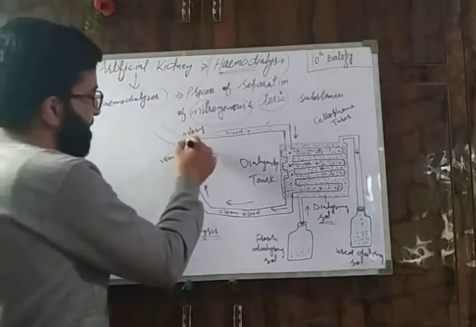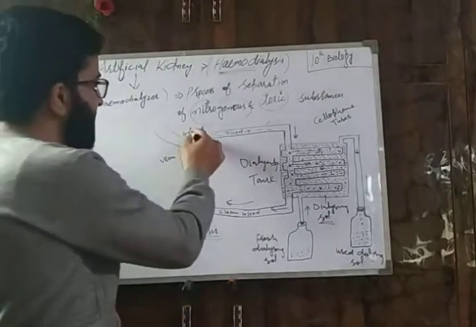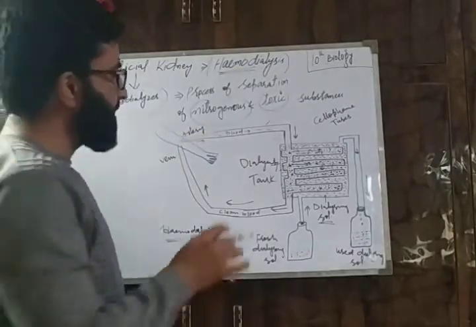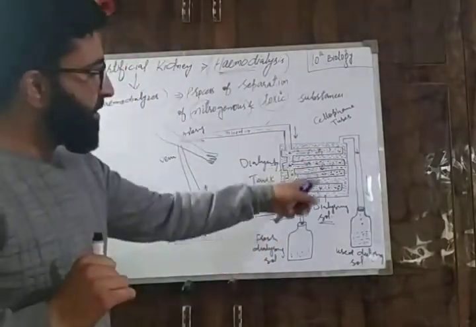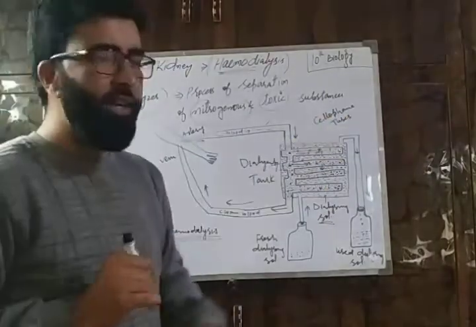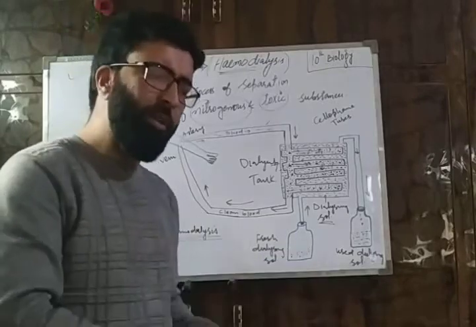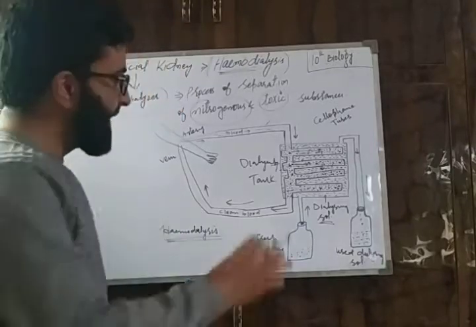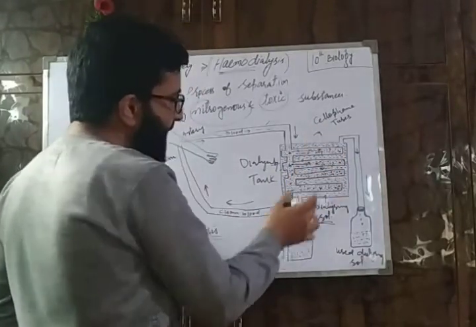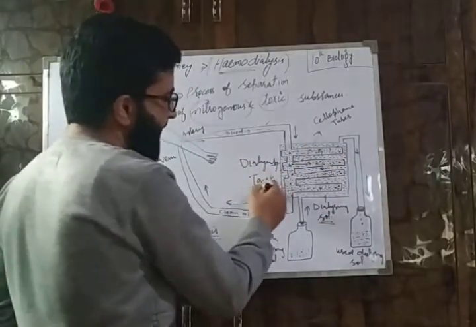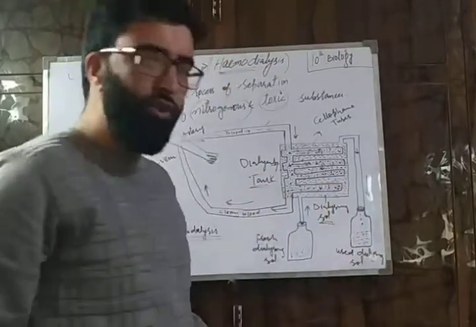First, the blood of this patient is pumped out from the artery and that blood is made to flow in these tubes. These tubes are called cellophane tubes. They are made from processed cellulose, so sometimes they are called cellulose tubes. These cellophane tubes are coiled in a tank which is called the dialyzing tank. This tank contains the solution which is called dialyzing solution.